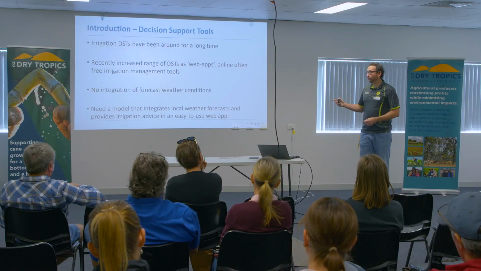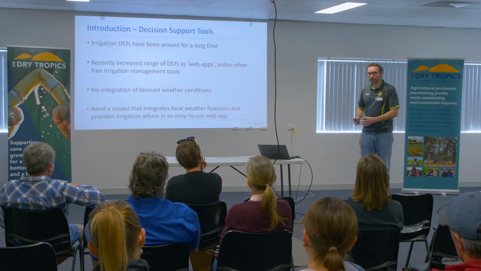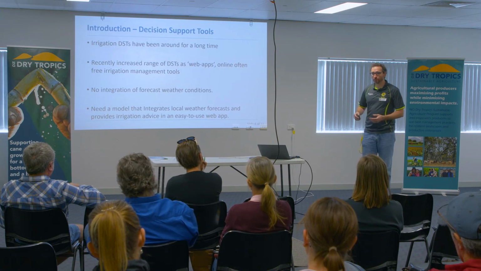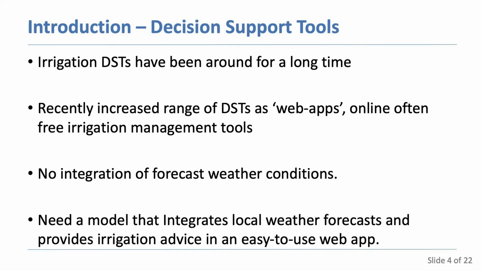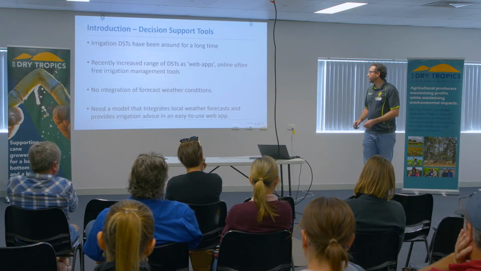So a big part of our project was trying to get the scale of those forecasts down to something more meaningful. And in order to do all this, we needed to create a model that integrates local weather forecasts and provides irrigation advice in an easy-to-use web app. We've heard about that a few times now, with previous talks about improving communication and keeping things simple, and that's what we got through this project. The feedback we kept getting is make it simple, or I'm just not going to use it. So you'll see that come up a lot.